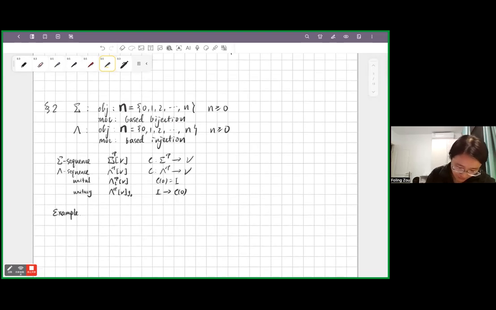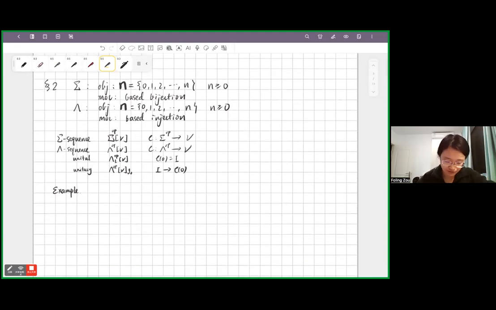And when I write lambda op I V, I mean this is a unital lambda sequence, meaning the zero space is the unit I. And by writing lambda op V with a subscript I0, I mean it is unitary. So there is a map from I to C of 0. So this is compatible with our notation above.